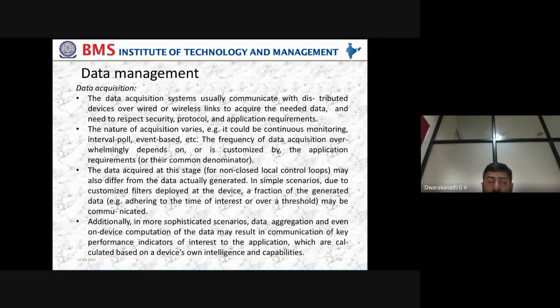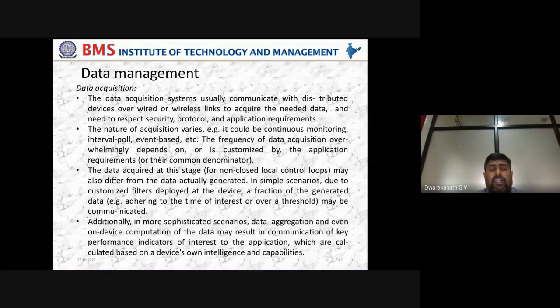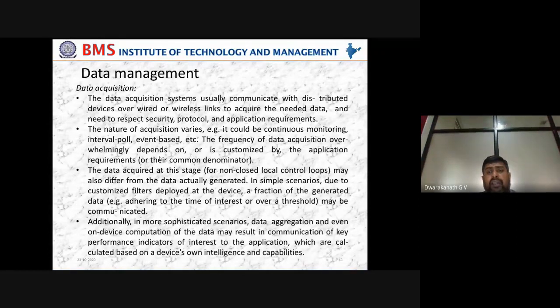Data acquisition. This is another important stage in data management. The data acquisition systems usually communicate with distributed devices over wired or wireless links to acquire the needed data, and need to respect security protocols and application requirements. What are these distributed devices? I will keep them somewhere, meaning different devices, my nodes, boards, whatever there is, and I should collect data from them, either wired or wireless, whatever I have used. From that, I am collecting into one particular database, maybe somewhere.